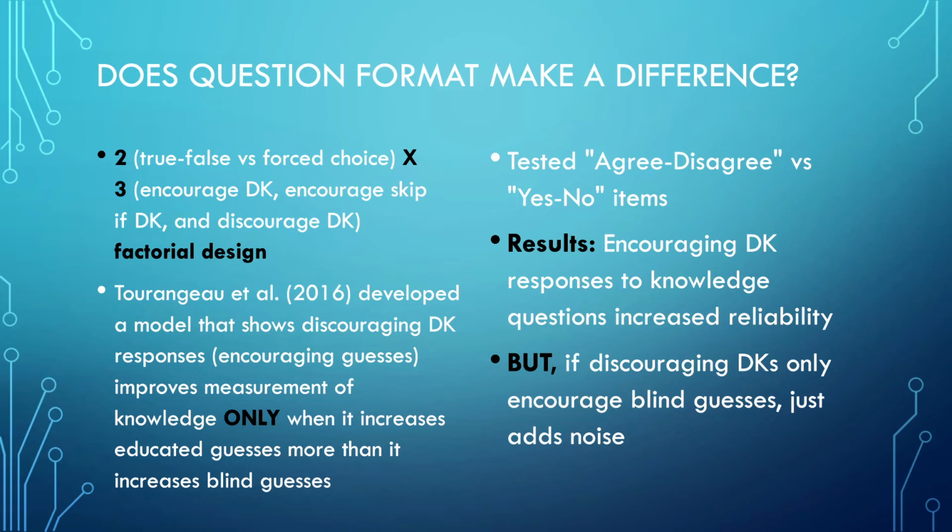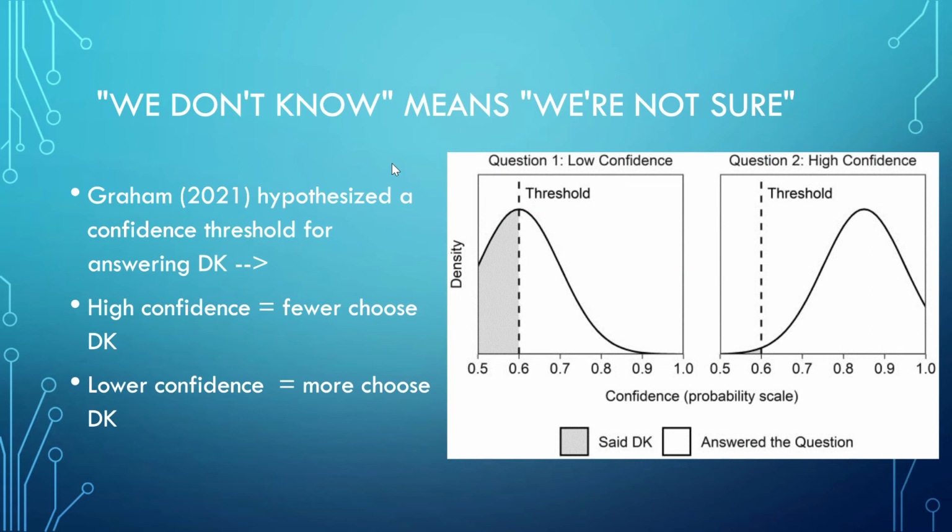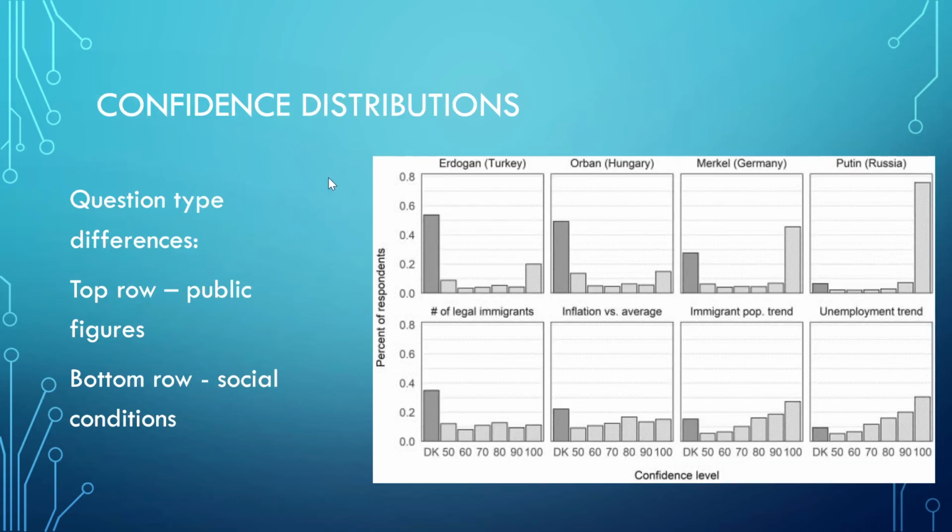So now if we go back to the argument of the cognitive effort exerted, and that don't know responses can be an indicator that someone doesn't want to make the effort, some research has questioned this. In this study by Graham, he proposes that we don't know means they're not sure, based on the idea of a threshold level of confidence. If they're not at least 60% confident, they answer don't know for knowledge, attitude, or behavior questions. Graham analyzed confidence distribution of questions. He noted a pattern for similar types of question types, but when you compare the different topics, they're different.